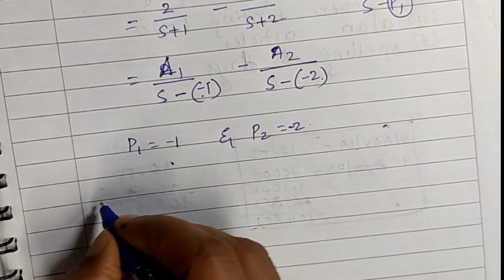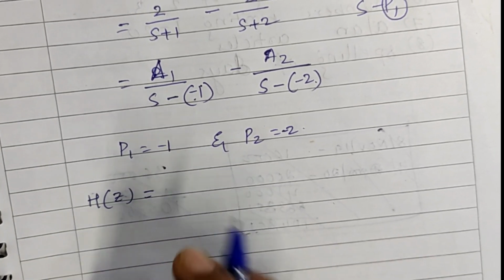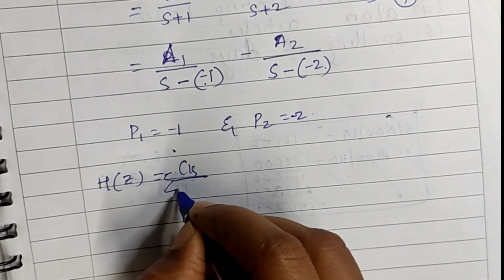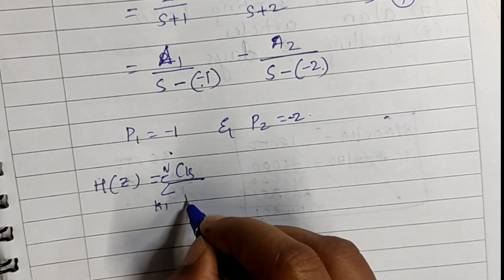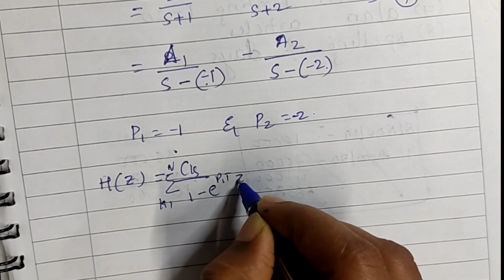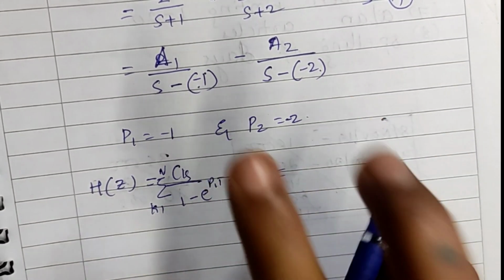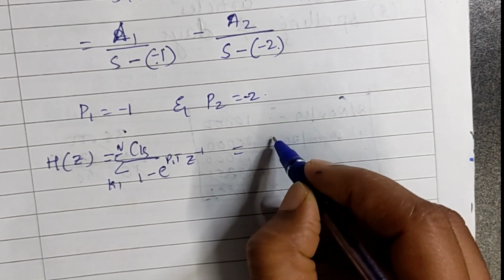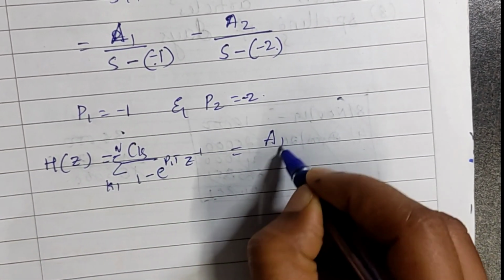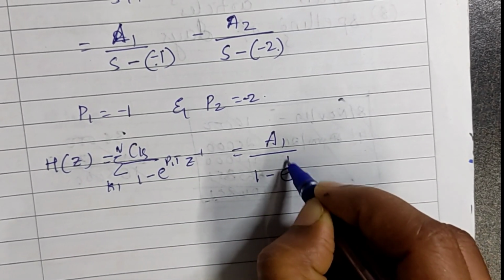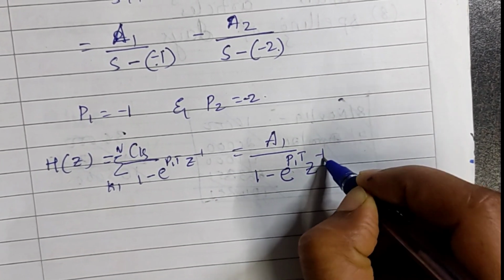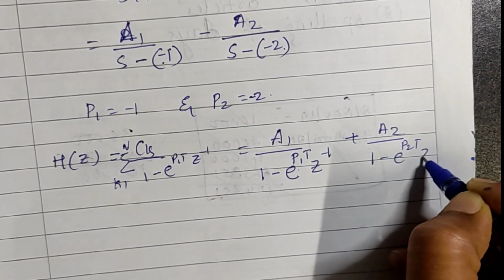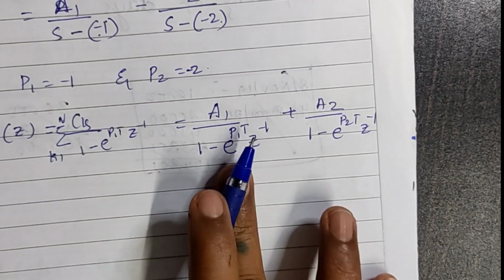Therefore, according to our formula, H of z is equal to the summation of Ck divided by (1 minus e raised to Pk into T into z raised to minus 1), with k from 1 to n. Here we have only two terms, so n is 2. H of z is equal to A1 divided by (1 minus e raised to P1 T into z raised to minus 1) plus A2 divided by (1 minus e raised to P2 T z raised to minus 1). We are just expressing it in that form.